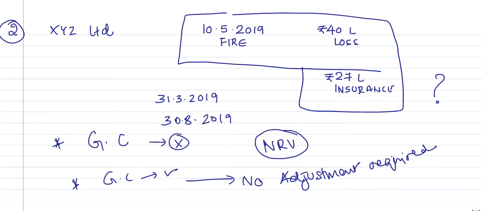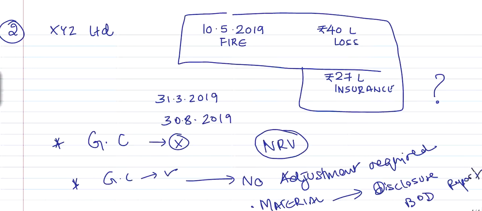However, this is material, so disclosure is required in the board of directors report. These things, plant damaged by fire, are not a condition existing at the balance sheet date. That's why it is a non-adjusting event.